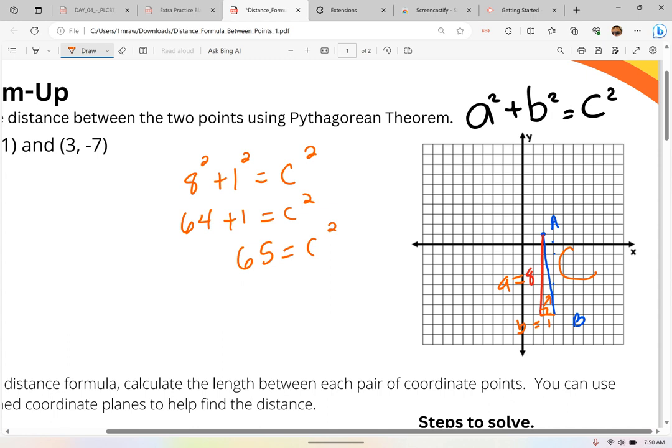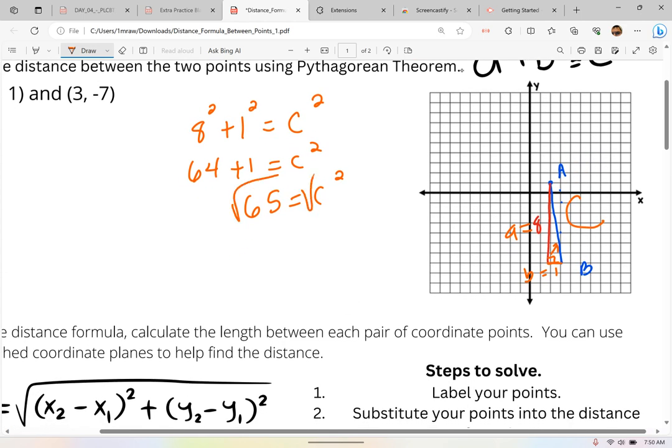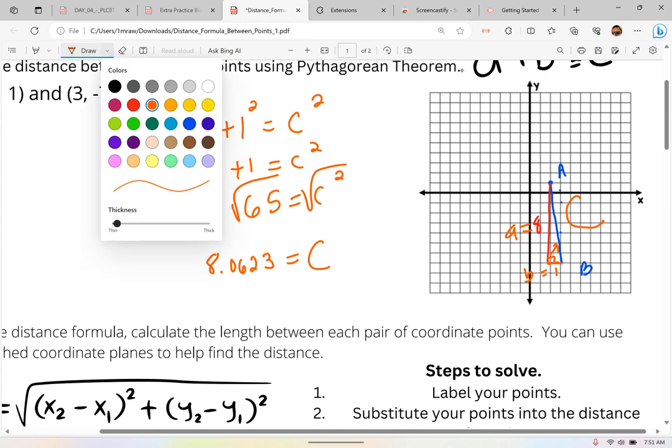And then once you do that, you have to take the square root, right? Because we're solving for C. So we take the square root. And then the square root of 65 is approximately 8.0622 or 23, I guess. Depending on how your teacher wants you to round it, you could round a couple of ways.